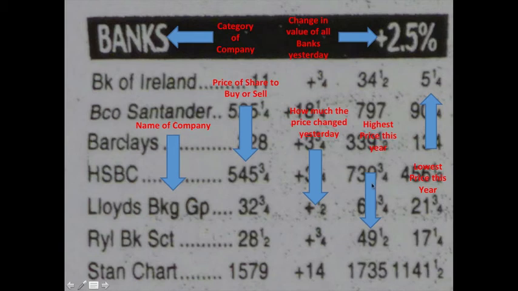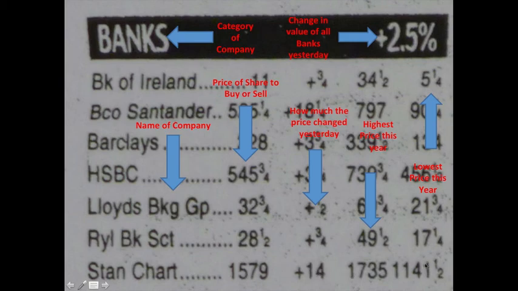The next column, the third column away from the name, is the highest price that this share has been in the last year, in the last 52 weeks. So as we can see down here, Standard Chartered has been 1,735 pence, £17.35 at its highest, whereas at the moment over here it's trading at £15.79, up 14 pence on the day.